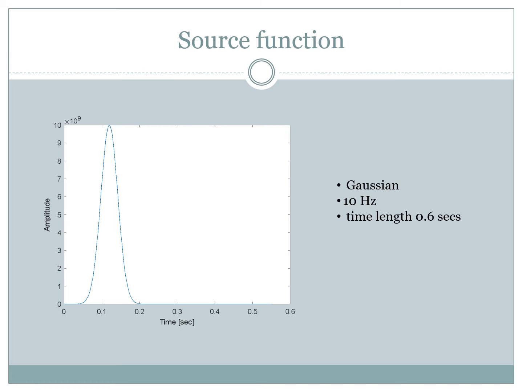Okay, this slide shows the source function that was used to generate and excite the seismic wave field. As we can see from the graph, the highest amplitude was recorded at 0.1 seconds, and the frequency was calculated to be 10 hertz. Now, this source function was generated over the time length of 6.6 seconds.